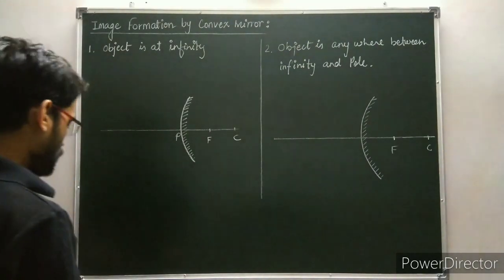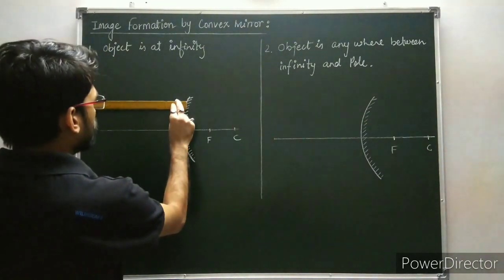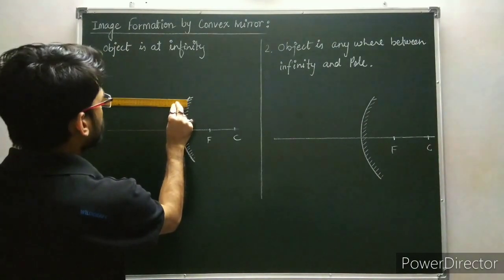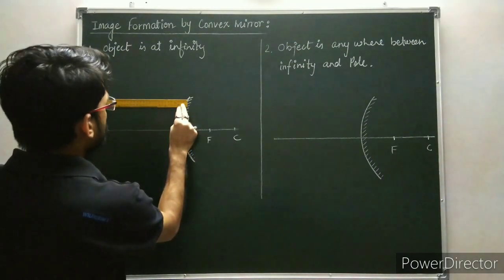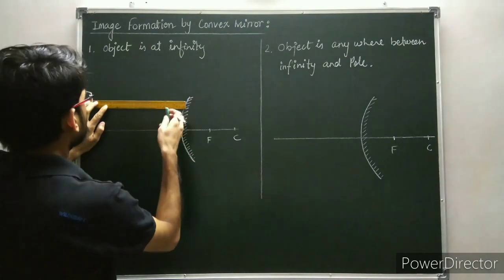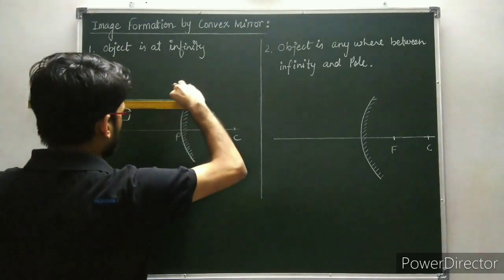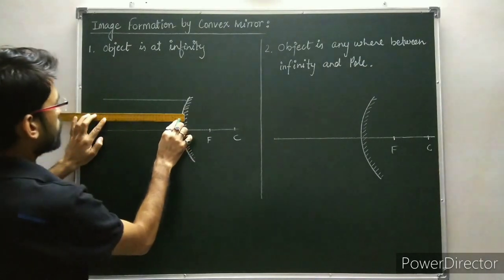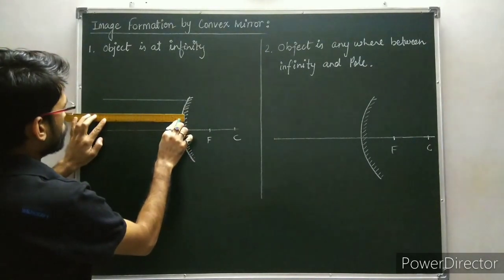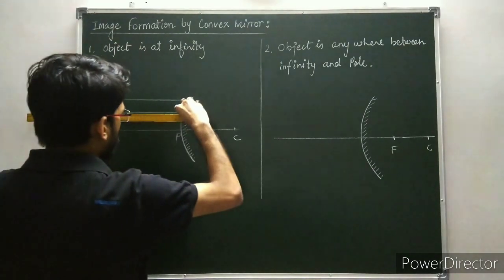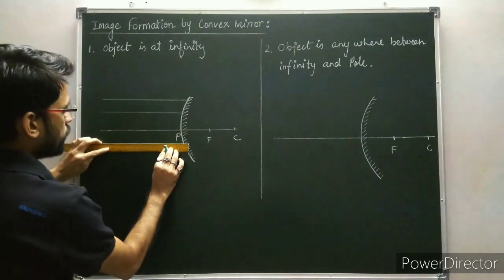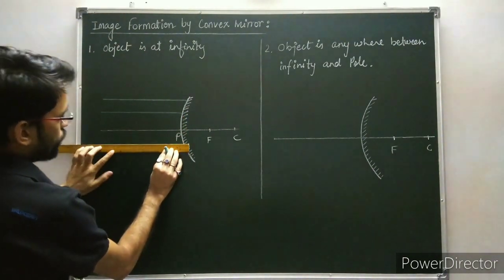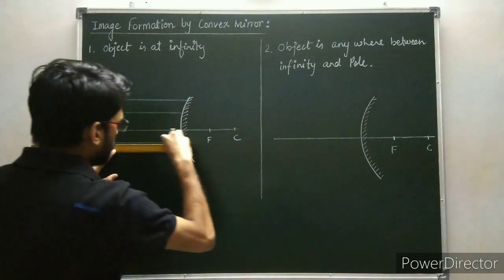So we draw the incoming rays which are parallel to itself as well as parallel to the principal axis. So these are the light rays coming from infinity.